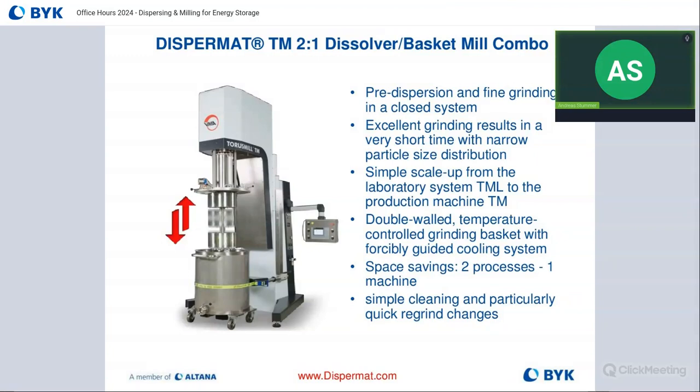So that's what it kind of looks like. So pre-dispersion, fine grinding, giving you really excellent results. But this is only good for up to about 500 nanometers. Anything smaller, we really need to use a horizontal mill like the SL or RS I showed you earlier.